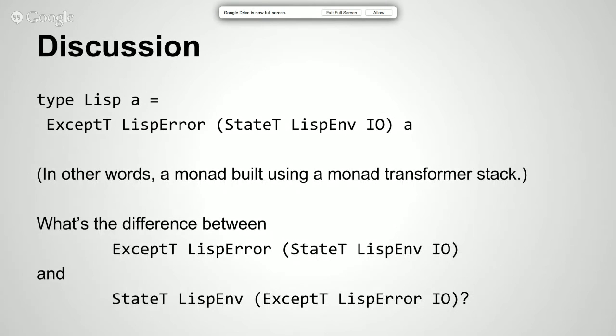So here's a question. What is the difference between ExceptT Lisp error and state, or between the Lisp monad that we have and this one on the bottom where I have the StateT on the outside? I don't expect anyone to be able to work it out in their head. Just give me a guess as to what you think the difference might be. A hint, yeah, like a hint.